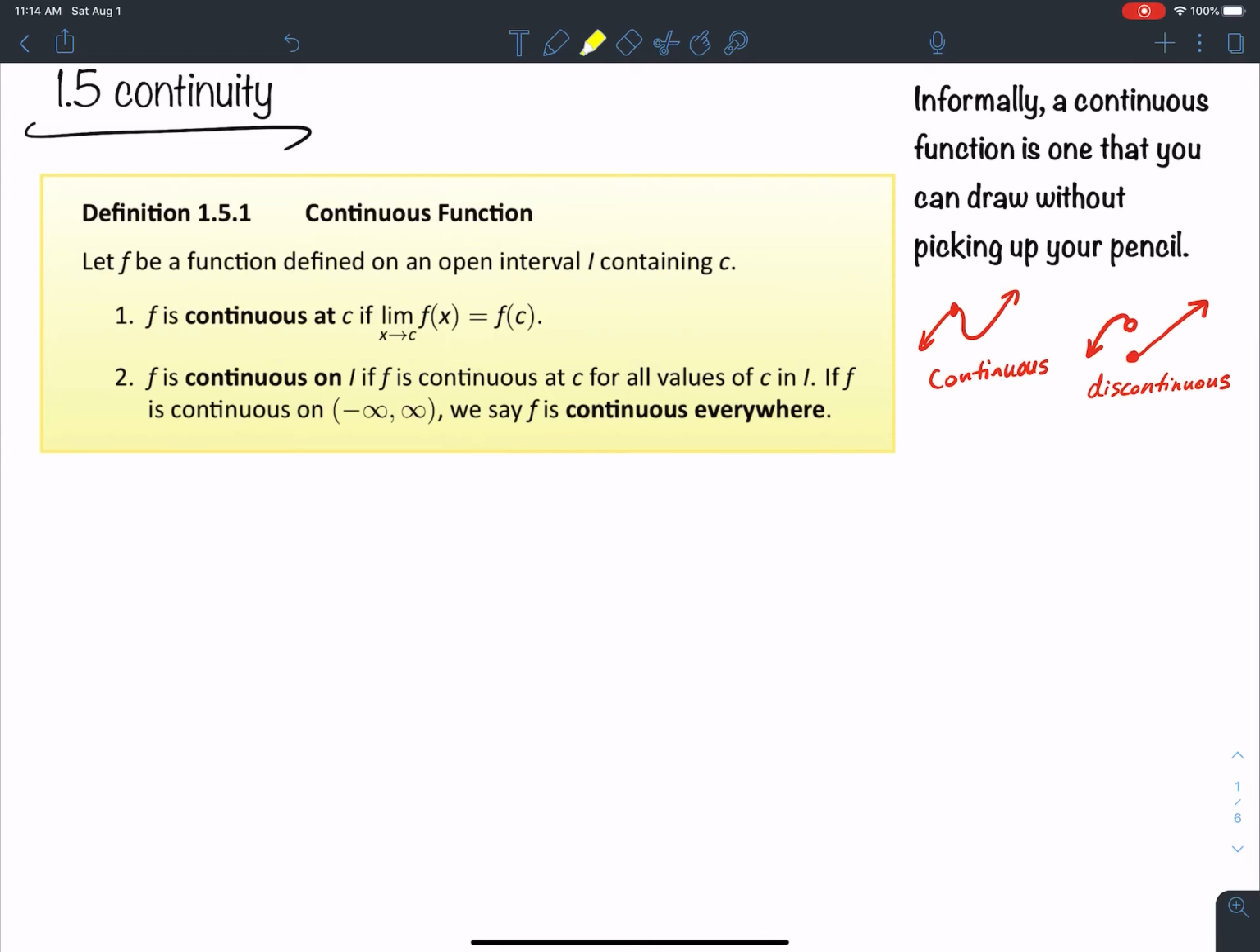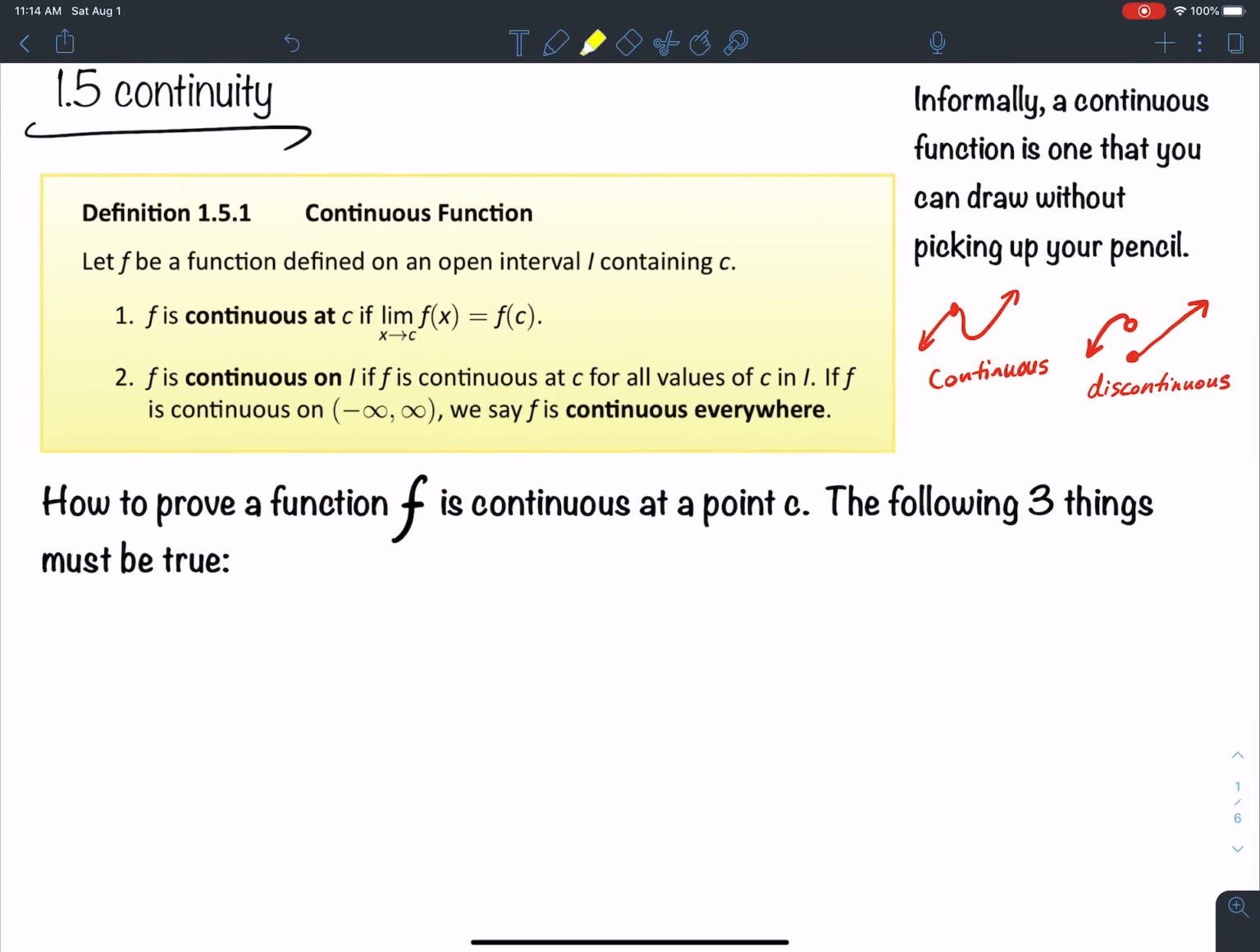So the next question is, how do you prove that f is continuous at a point c? So we're only talking about proving it at a single point. Is it continuous at that one point? Yes or no kind of thing. So there are three things that must be true. Number one, if you're asked to prove that a function is continuous at a single point, I want to show that the limit as x goes to c of f of x even exists.